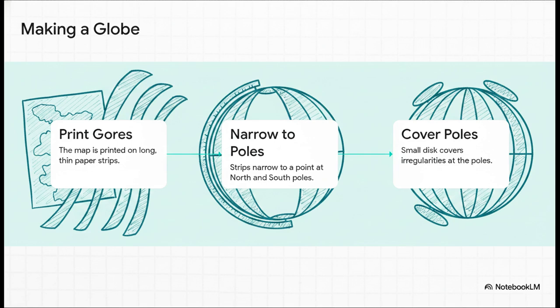By using these multiple, really thin strips, globe makers basically eliminate the stretching and crumpling that happens if you try to wrap a flat piece of paper around a sphere. Finally, a small paper disc is placed right over the poles to smoothly cover up any tiny irregularities where all those strips meet. It's a pretty ingenious bit of geometry, honestly.